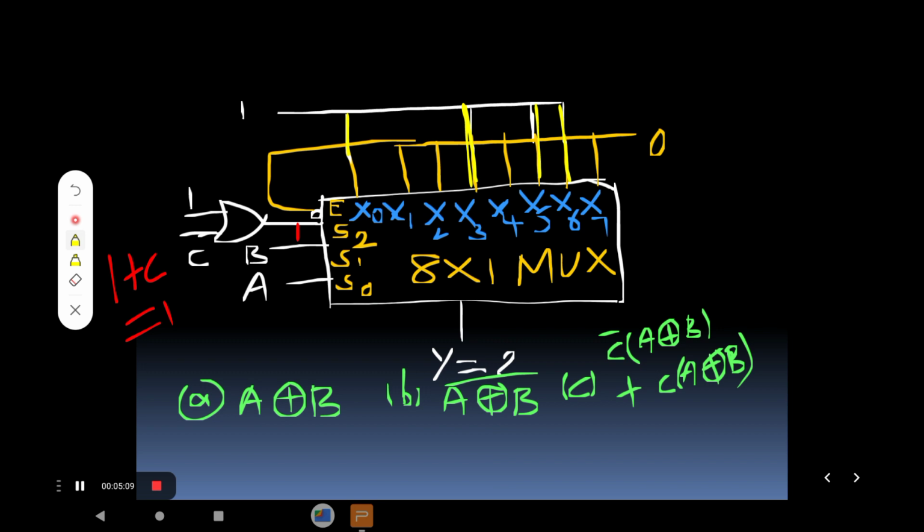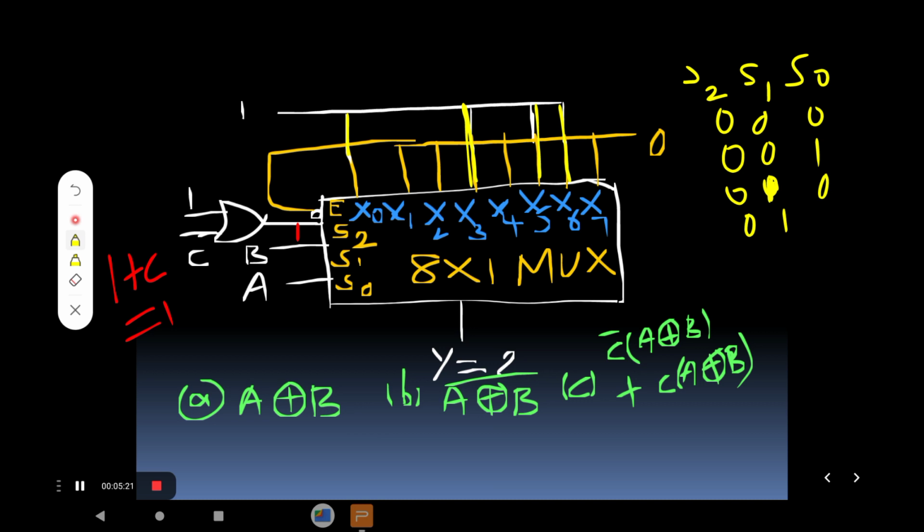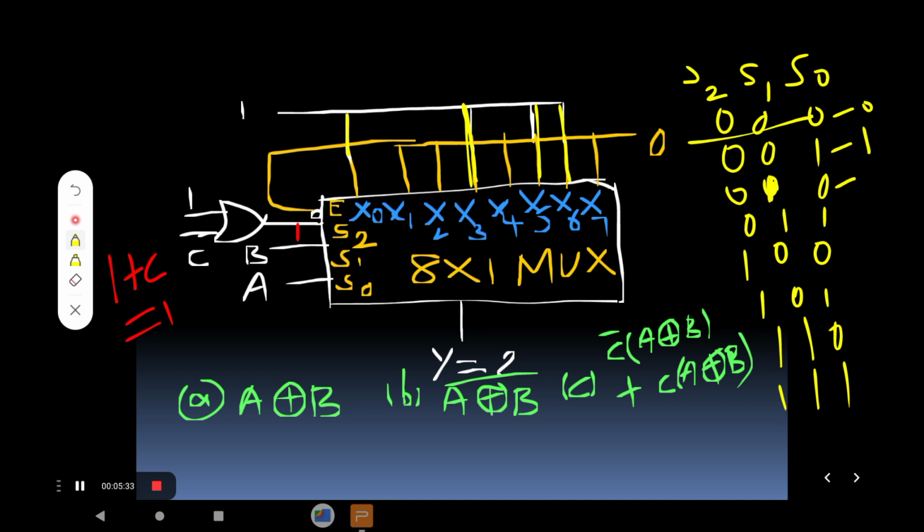So instead of that one, S0, S1, S2, right? S2, S1, S0: 0, 0, 0, 0, 0, 1, 0, 0, 0, 1, 0, 0, double 1, 1, double 0, 1, 0, 1, double 1, 0, double 1, sir. So first input is nothing but for 0, 0, X, X0, X1, X2, X3, X4. So X4 is nothing but X0, X0, X1, X2, X3.